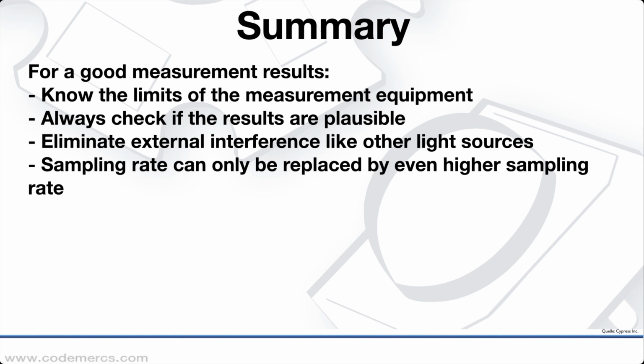First, know the limits of your measurement equipment, and then always check the results for plausibility. If your measurement equipment tells you that there is a really low frequency part, have a direct look at the light source. You should be able to see that. Eliminate external interference like other light sources, and always remember, sampling rate can only be replaced by a higher sampling rate.